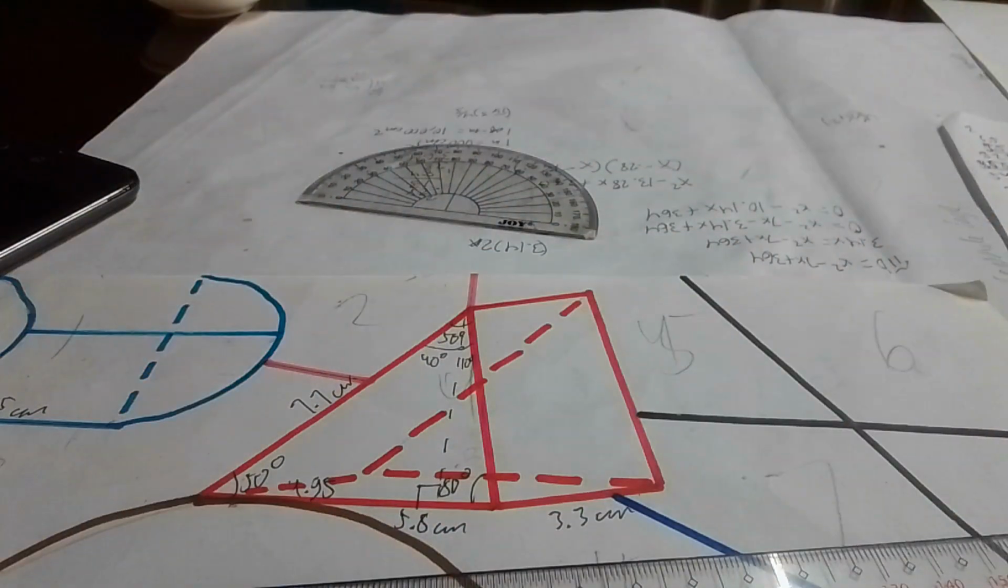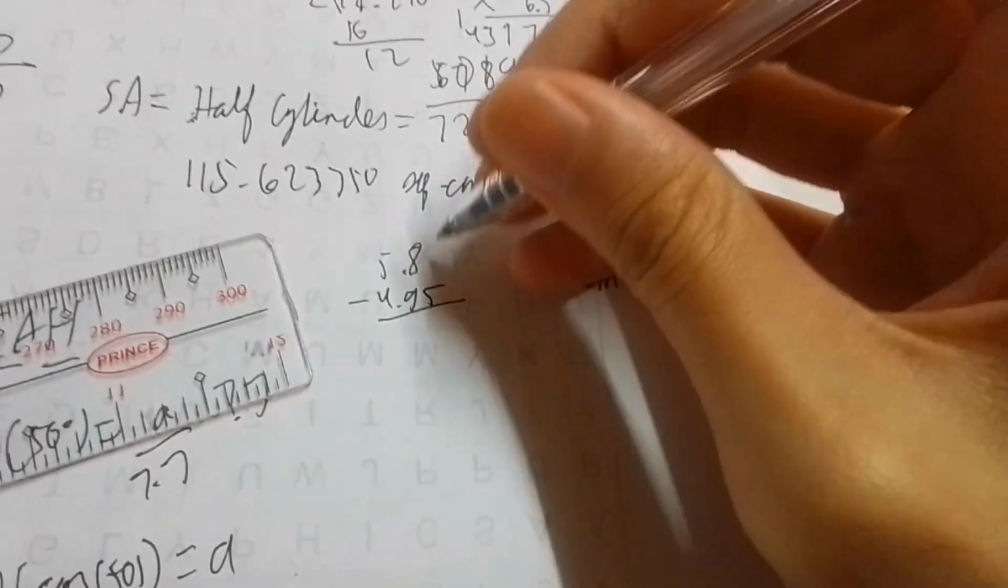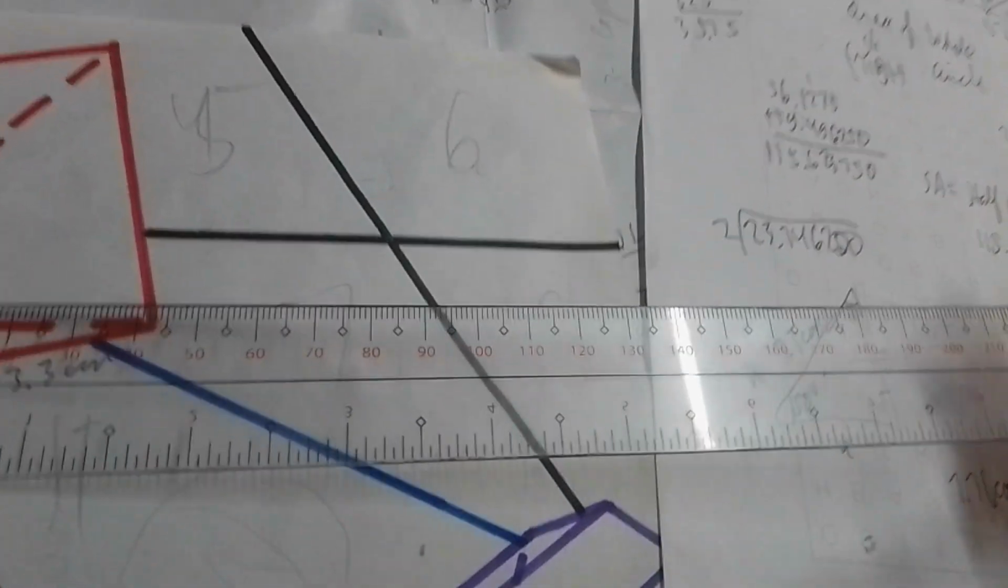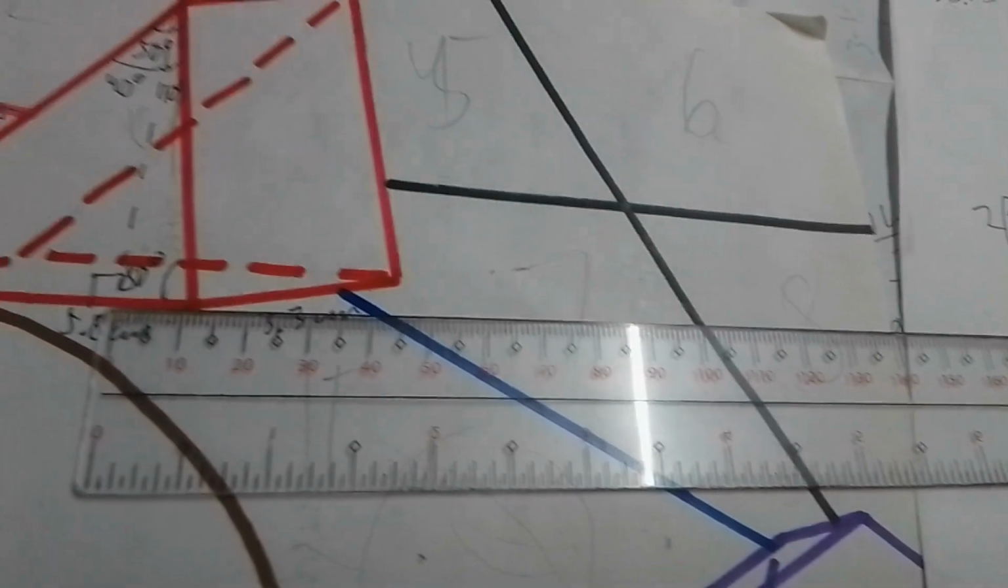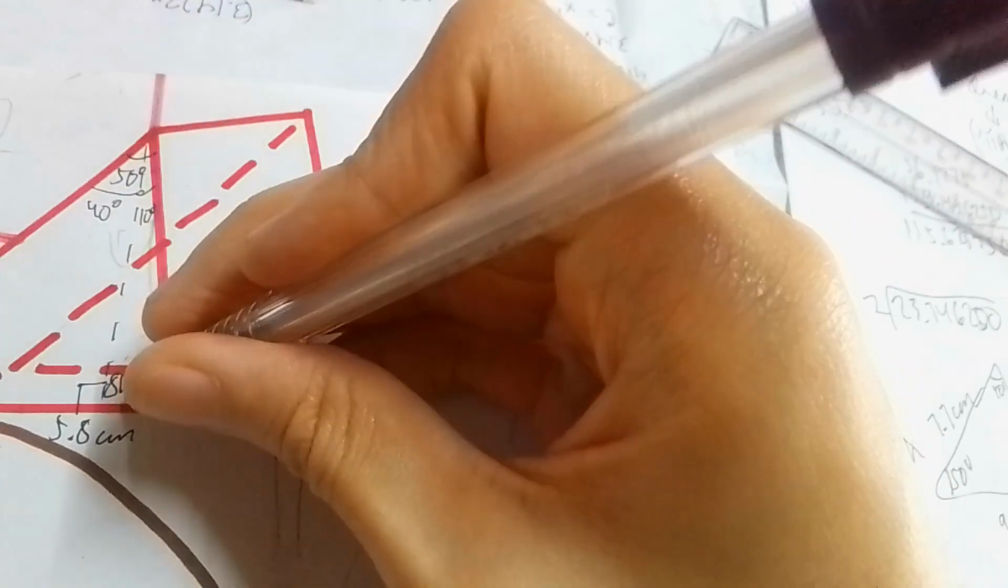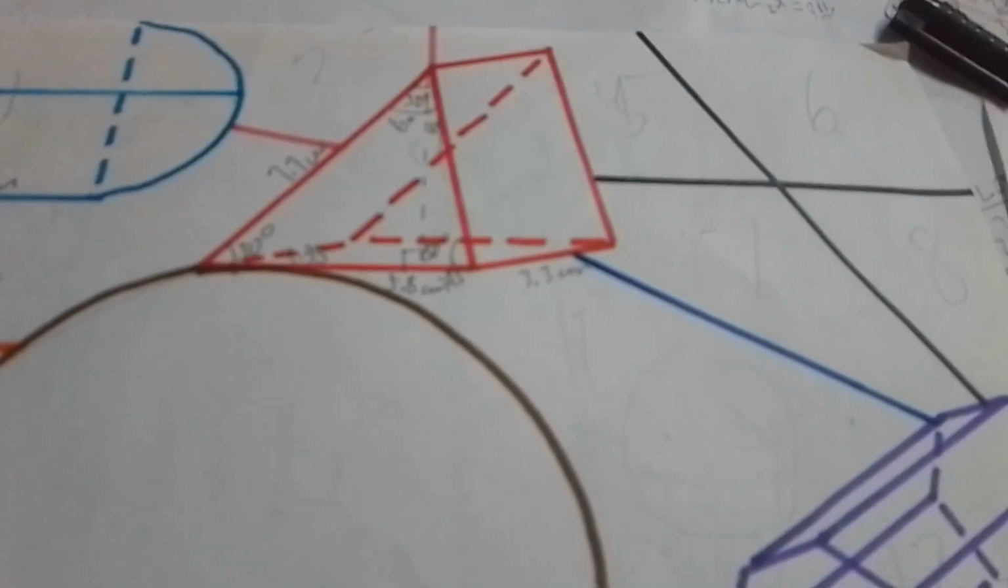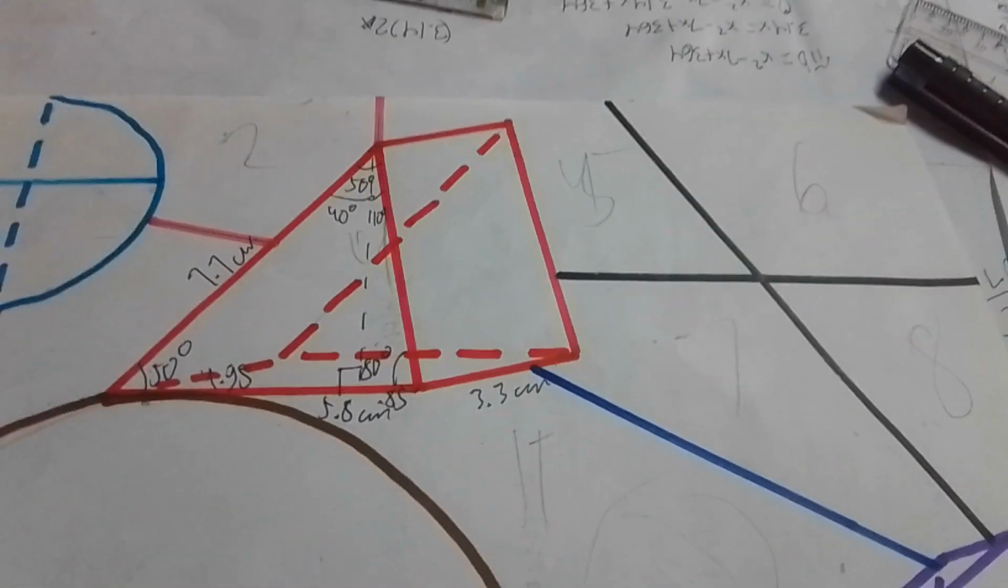Alright? And then, 5.8 minus 4.95. So, it goes like this. 5.8 minus 4.95, computing the change mentally. 5, 17, 8. Right, it's 0.85. So, 0.85. Let me check. Right, 0.85. So that's the measure of the last side, 0.85 centimeters. Alright? So now we already got the measures, alright?